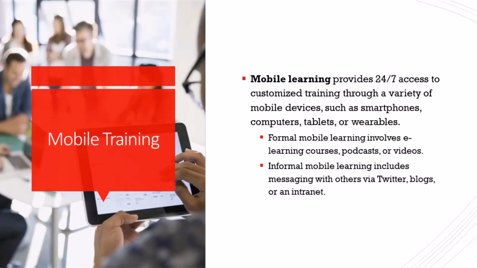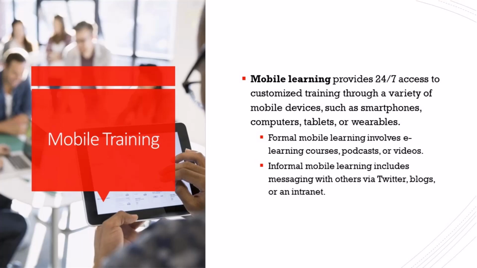Mobile learning refers to training that provides trainees with anytime and anywhere access to their instructional resources or to the entire training program. This method is different from e-learning because trainees can use a wider variety of devices to access training, such as computers, smartphones, tablets, or wearables like Google Glasses. Mobile learning can involve both formal and informal learning.